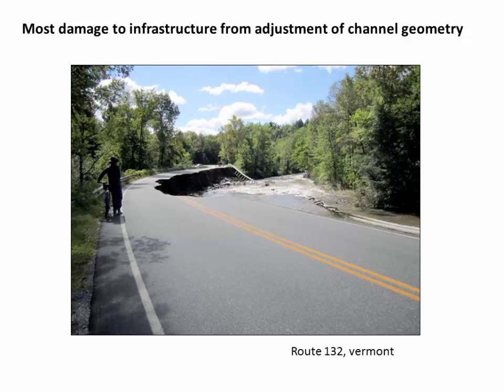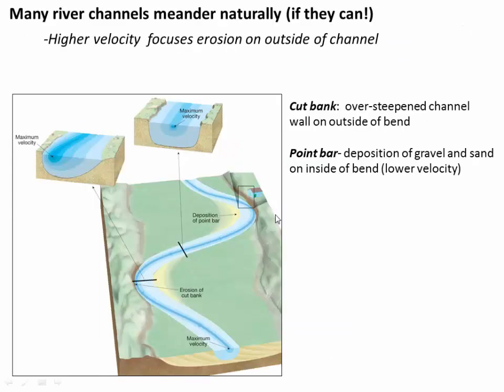So this is the problem. Humans have built roads within the zone where the river expects to be able to move around. So we really need to understand how that river is moving around and why, to understand where we can safely build our infrastructure. So one of the core ideas is that river channels meander naturally. Not all channels do this, but many do. They tend to develop curves or bends, usually arising from some random perturbation.